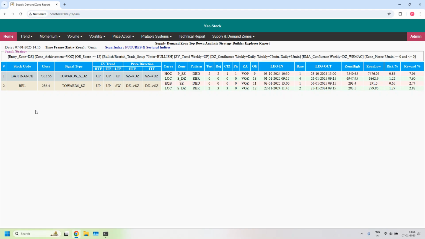That is the reason why BEL is already tested 2 times and 3 rejections from the zone. That means 3 times it is tested.